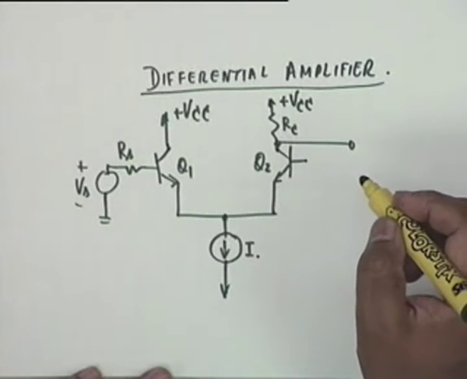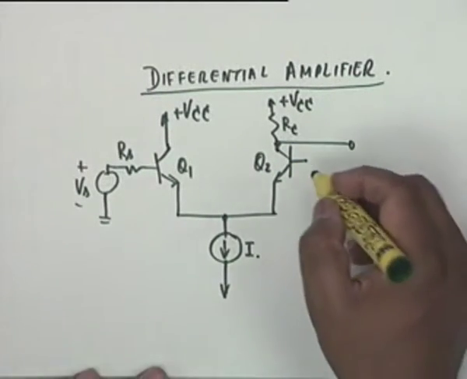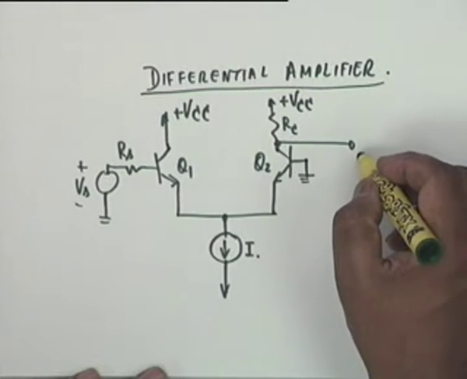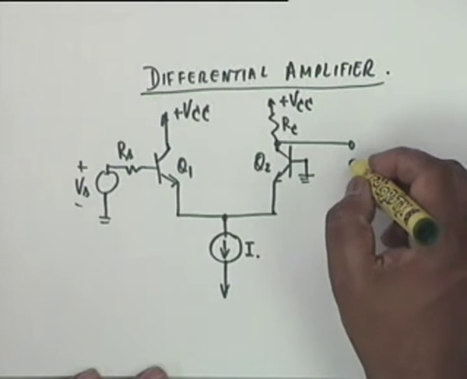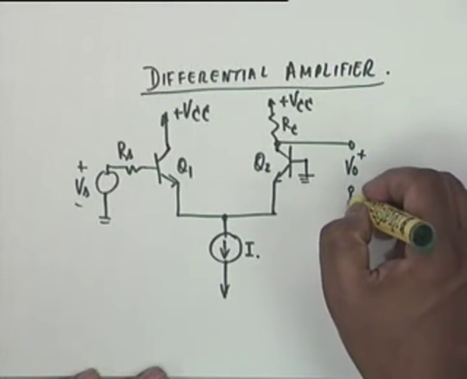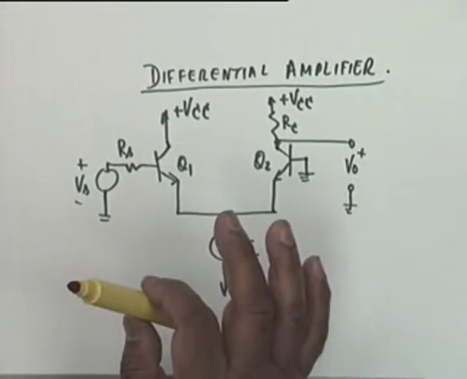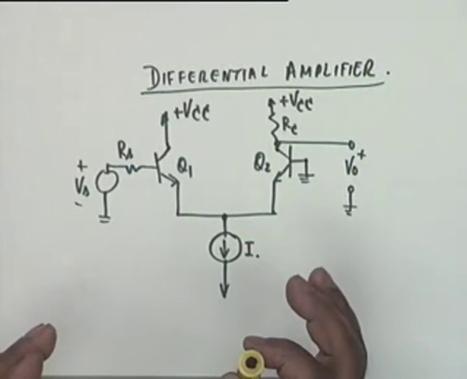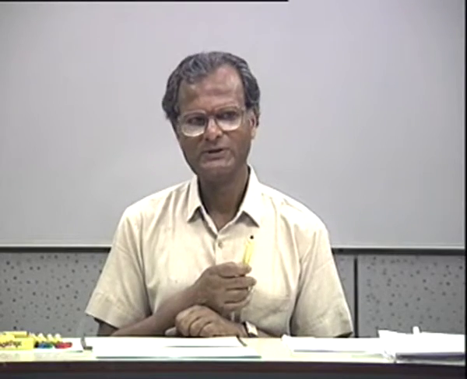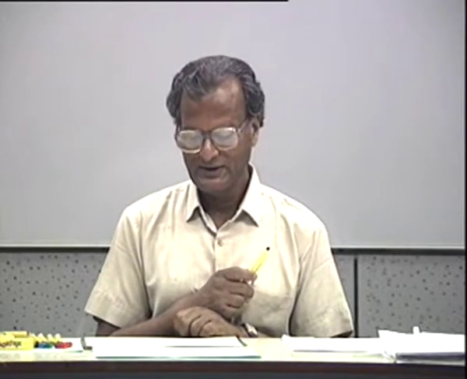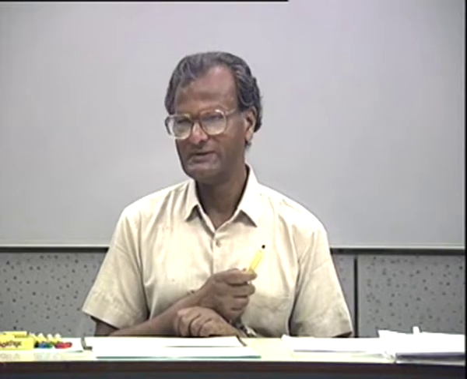What do you think this base should go to? Where should it go to? Ground. Okay. And the output is taken from here to ground. This is a very popular circuit as a wideband voltage amplifier. Okay. It is not a differential amplifier in that sense, but the differential configuration has been used to make it wideband, and the reasons are not difficult to imagine.